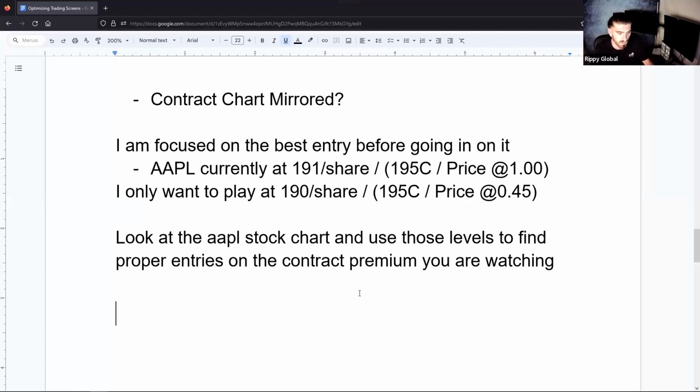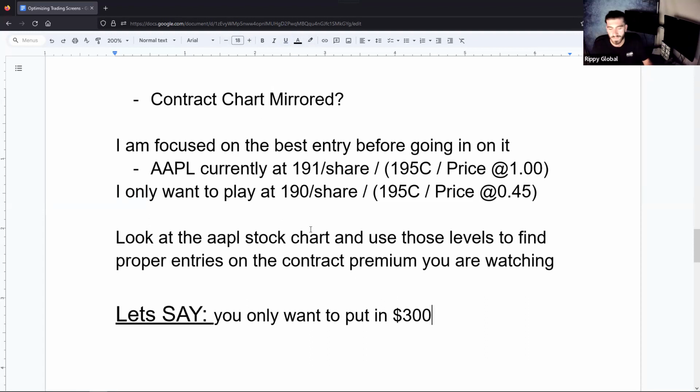Let's say you only want to put in $300. So using the current price of Apple, you can only buy 3 contracts, because if you buy right away, those 195 calls are $100 a piece. You can only buy 3 contracts for what you want to put in for that position.